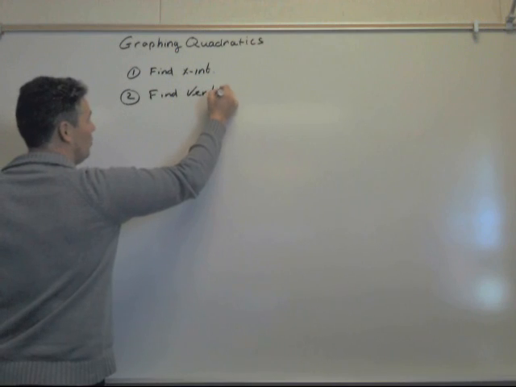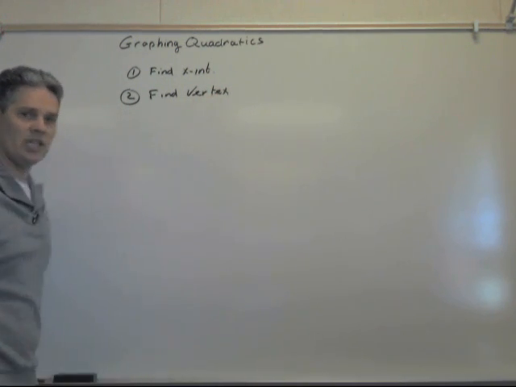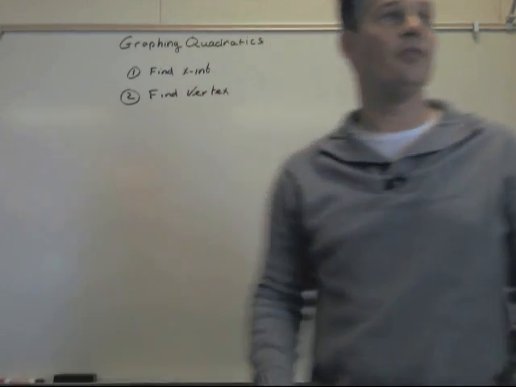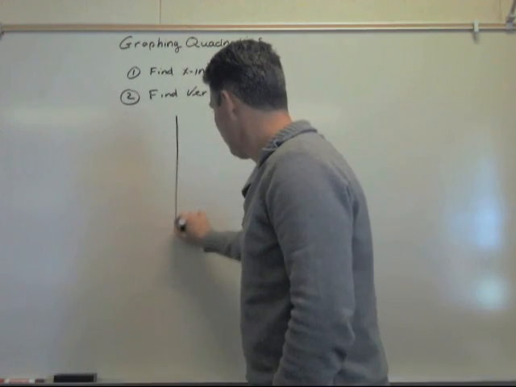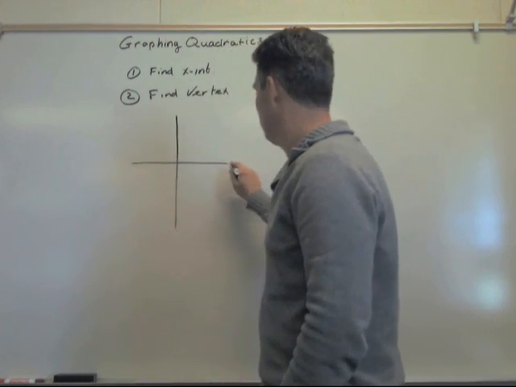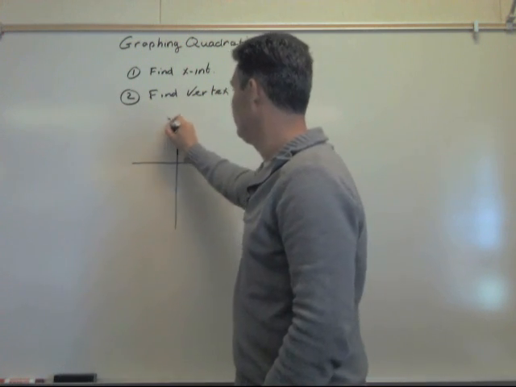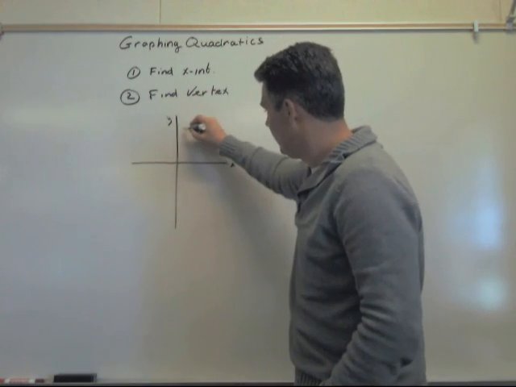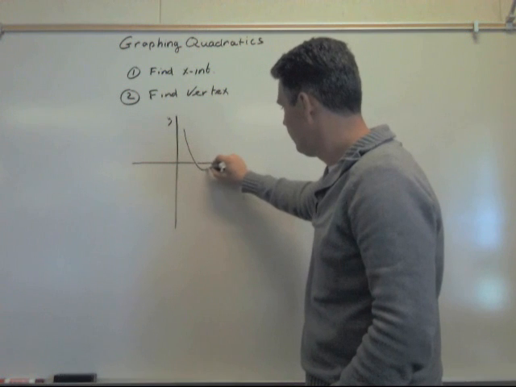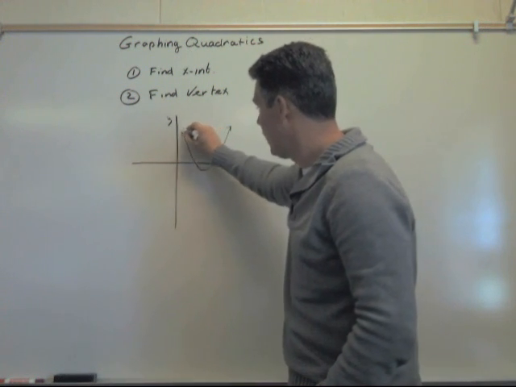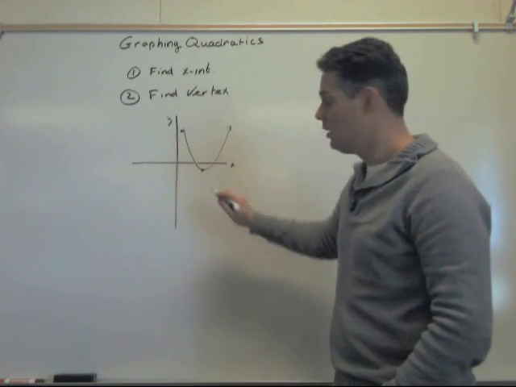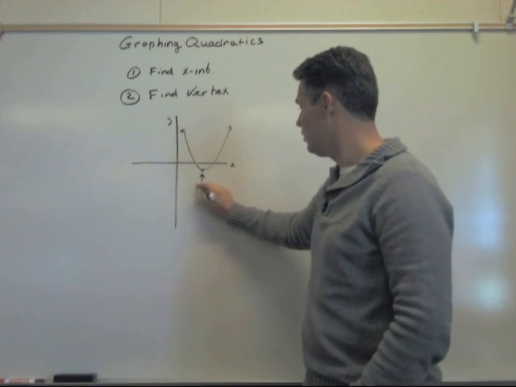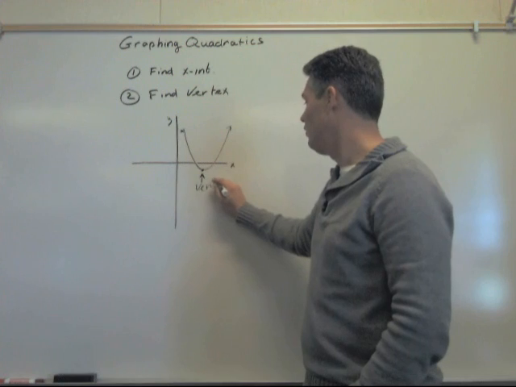Now, for most of you, you never heard about the vertex, so let's explain that first. The vertex of a parabola is simply the minimum or maximum point. Now, if I have a parabola that goes like this, then I have a vertex, a minimum point, right there. So this is called the vertex.